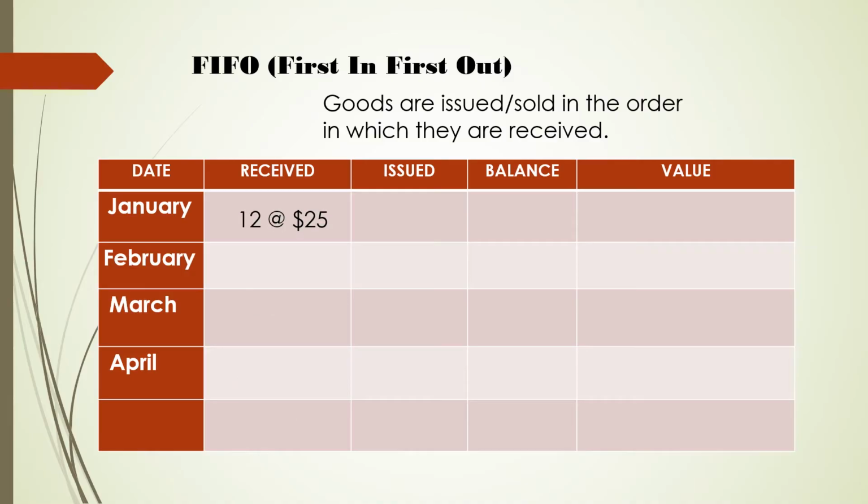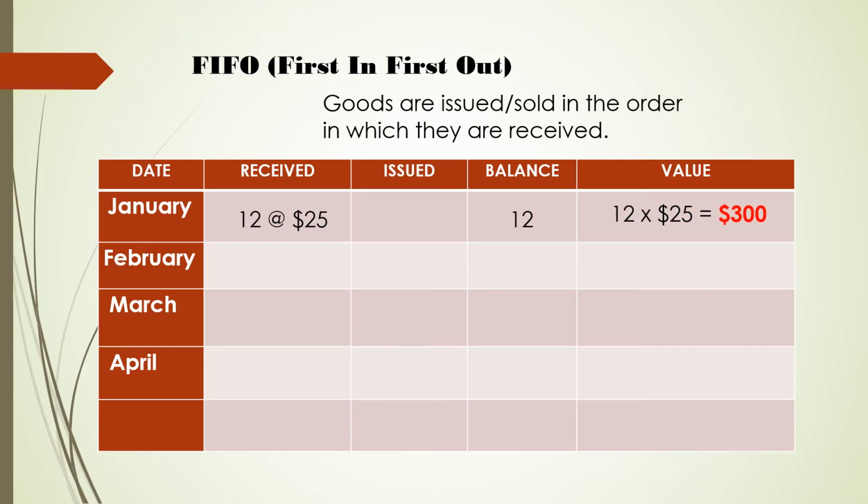So let's look at this example. In January, we have received 12 items of stock at $25 per unit. So $25 each for 12 items of stock. And for the sake of this example, we will use reams of paper as the item of stock in the example. So we have 12 reams of paper at $25. There were no issues and our balance remains at 12.